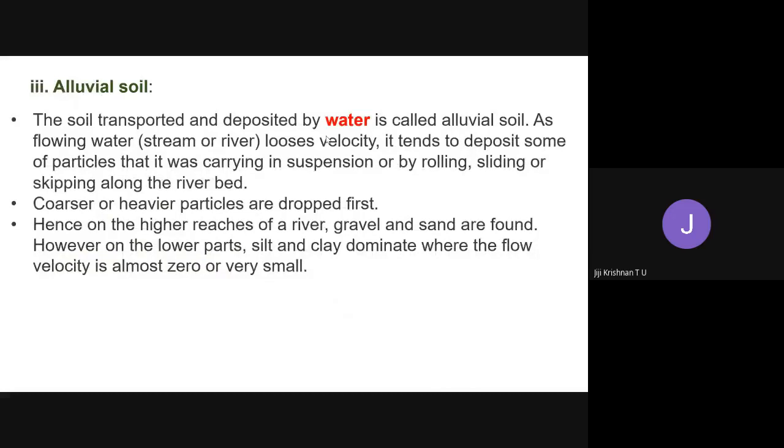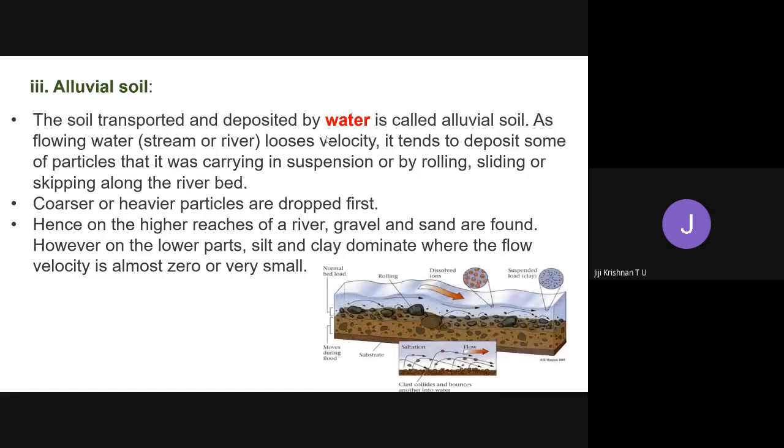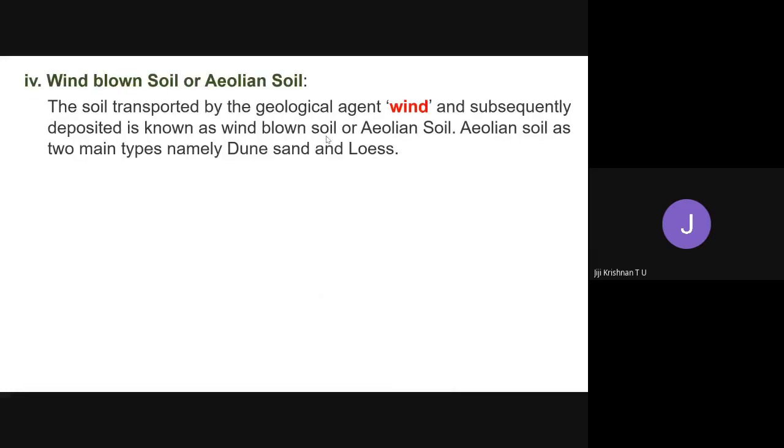Moving to alluvial soil, the soil transported and deposited by water is called alluvial soil. As flowing water loses velocity, it tends to deposit some of the particles that it was carrying in suspension or by rolling, sliding, or skipping along the river bed. Coarser or heavier particles are dropped first. Hence, on the higher reaches of a river, gravel and sand are found. However, on the lower part, silt and clay dominate, where the flow velocity is almost zero or very small.